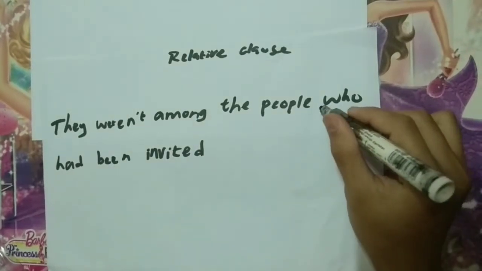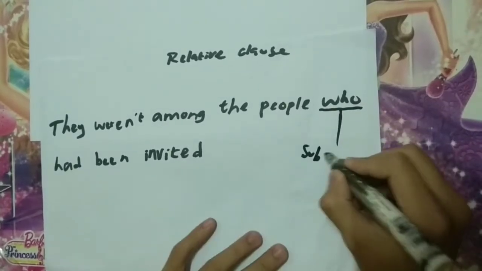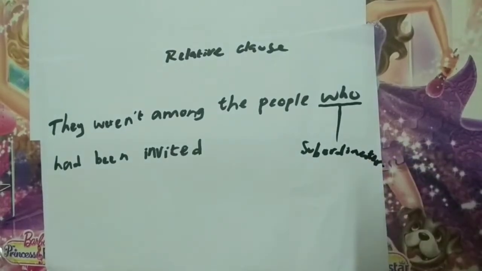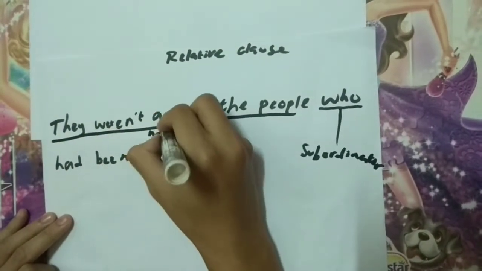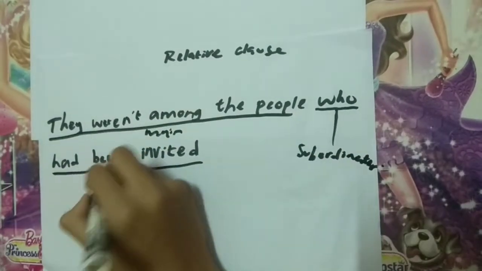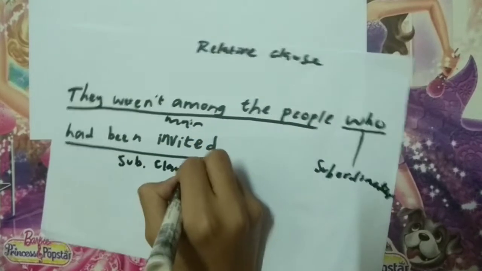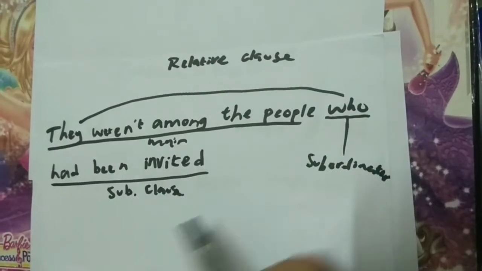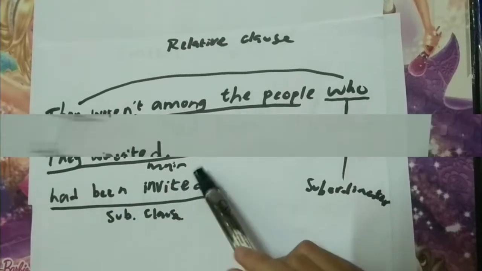This is the subordinator. This is the main clause and subclause. So, "who had been invited" characterizes "they were not among the people".